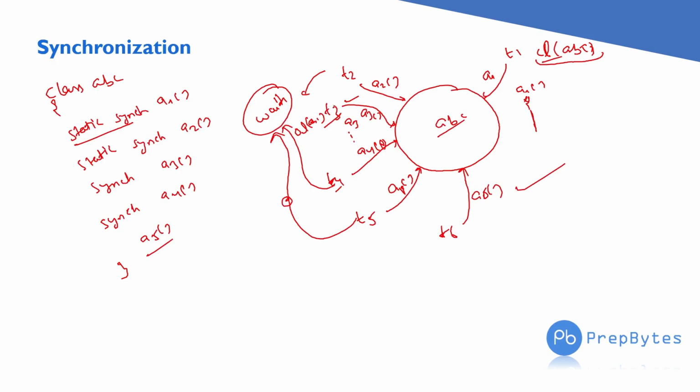Okay, T4, T2, T4 and T5 will be waiting, and T3, T6, T1 will be executing. So this was synchronization. I hope you understood what this synchronization is. Okay, how you use the synchronized keyword, what is the static synchronized keyword, and by this example I think it should be really clear about the synchronization concept.